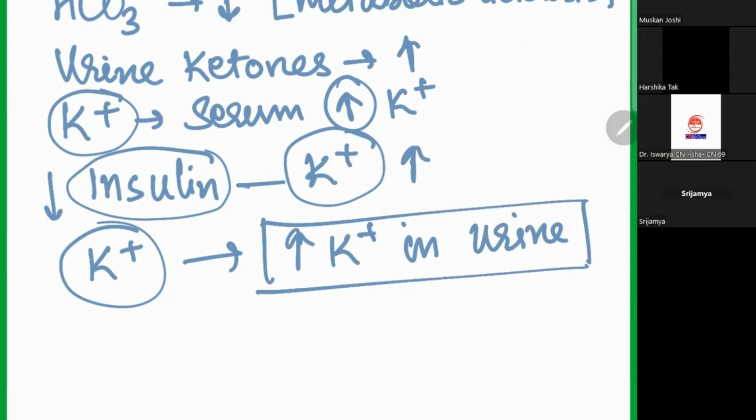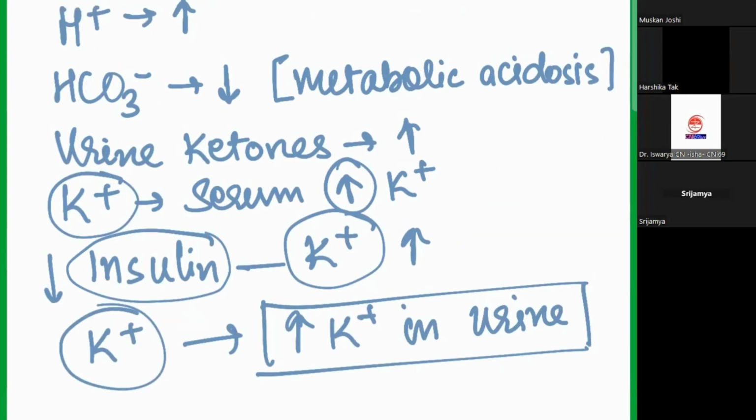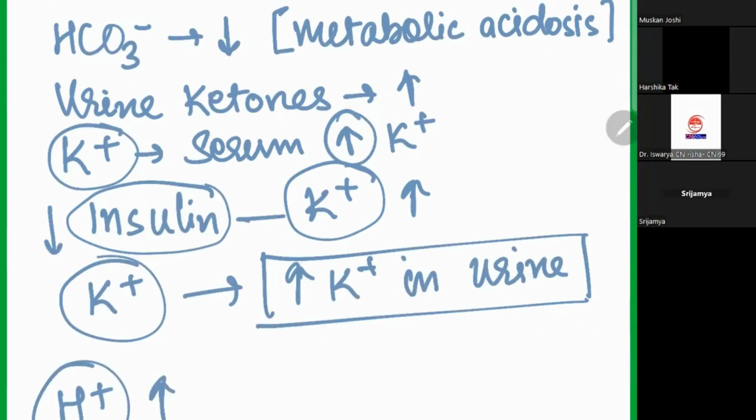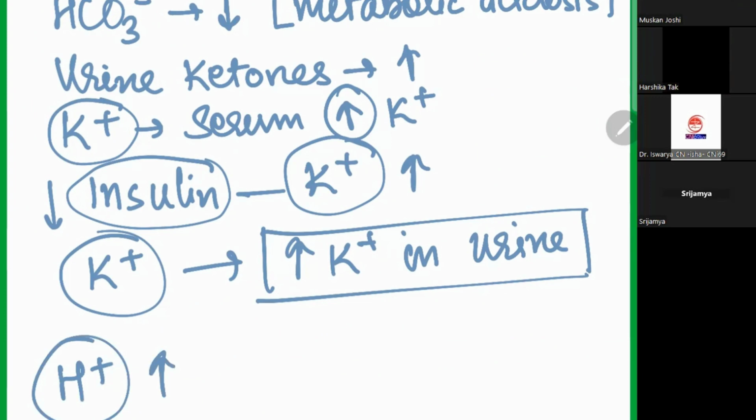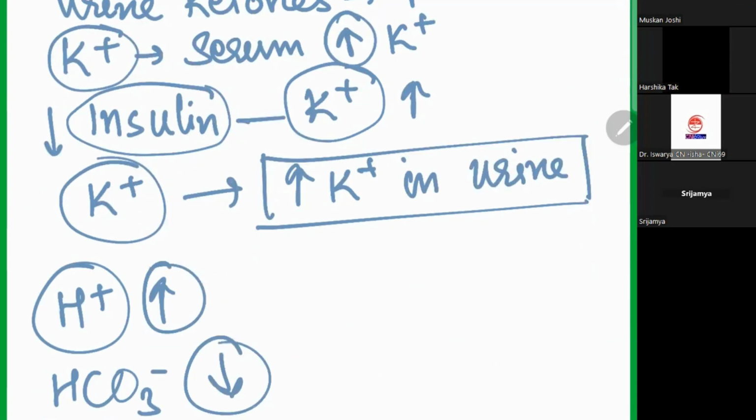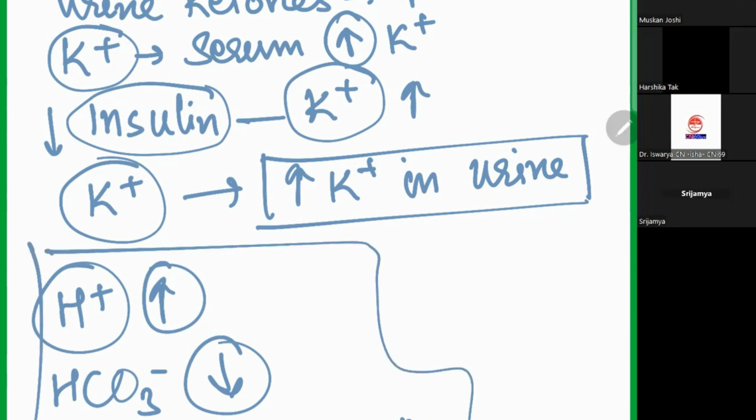much detail. They will give you this: okay, what about H plus? It will be increased. Then they will ask you about the bicarbonate and it will be decreased. And then urine ketones will be high. And then they will give you K plus and it should be high, because they are asking you in the serum. So these reports they can give for this.